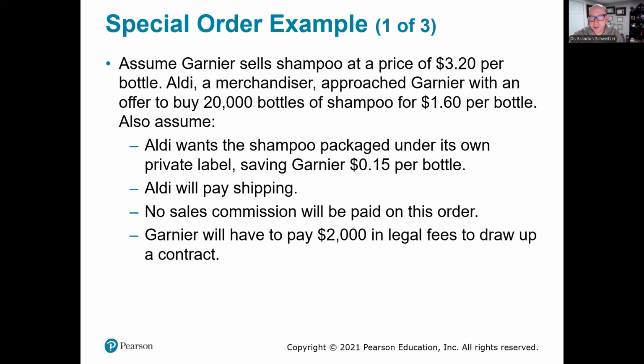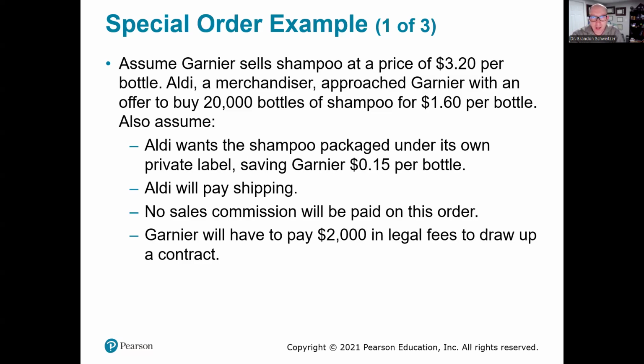Aldi also wants us to provide them with their own label, which will save Garnier 15 cents per bottle on the label. This is a very common practice in business. We call it private label. So if you ever shop at like a Costco or a Walmart or whatever, and they have their own brand, just know that that brand that they have, it's actually made by the same manufacturer that has the brand name. So just a little food for thought next time you're out shopping.